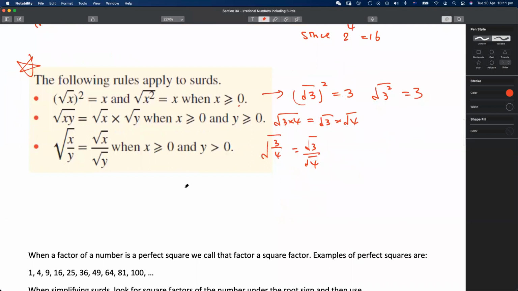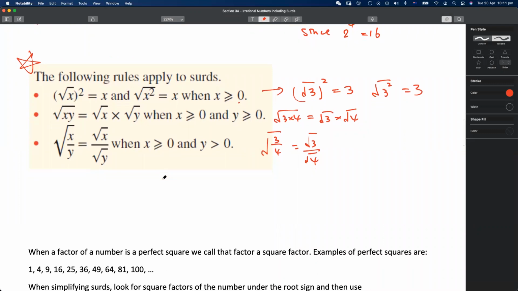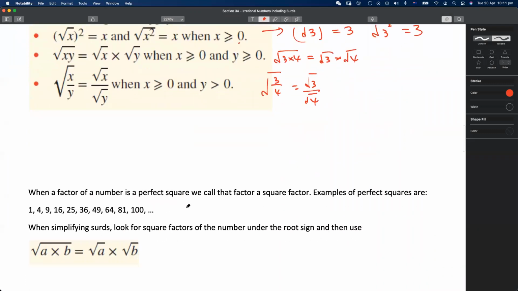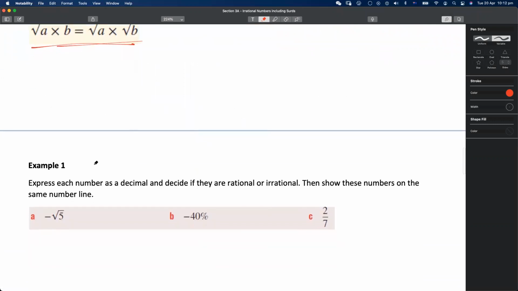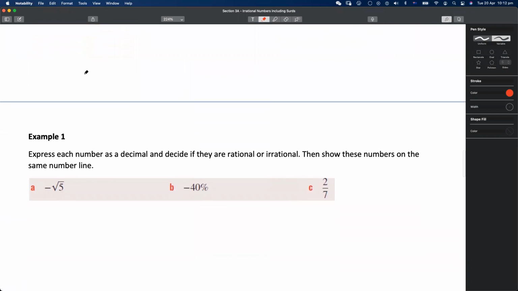But this comes from practice. So you do some practice, you find it easy to adopt those rules. When a factor of a number is a perfect square, we call that factor a square factor. Examples of perfect squares are 1, 4, 9, 16, 25, 36, 64, 81, 100: 1 squared, 2 squared, 3 squared, 4 squared, and so on. When simplifying surds, look for square factors of the number under the root sign. I'm going to show you an example question later and you will understand this. Don't worry about this so far.